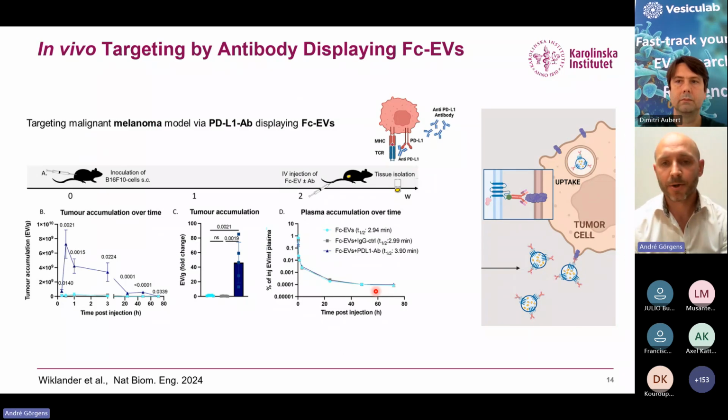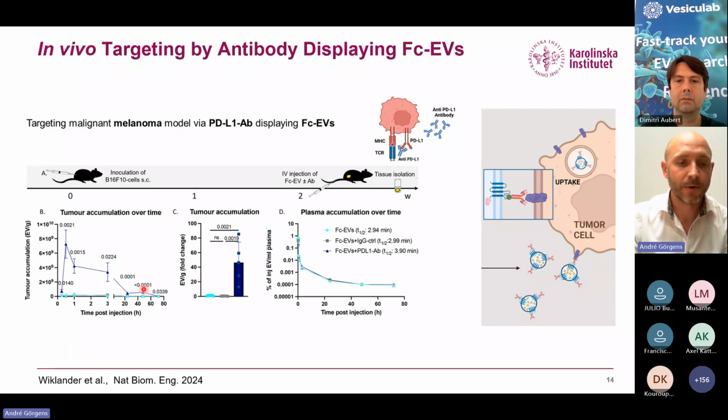Going in vivo, we used the same models. Here I'm showing the melanoma setup. So we had mice bearing the same malignant melanoma. And when we had a palpable tumor, we injected these with a single injection of Fc-EVs, either with a control antibody or displaying the PD-L1 antibody, this atezolizumab, or without any antibody at all. And what we could see was a clear increased uptake also in tumor tissue after systemic injection. So we had about a 50-fold increased uptake.